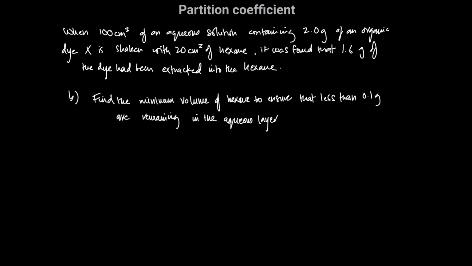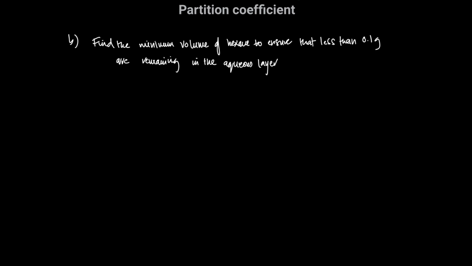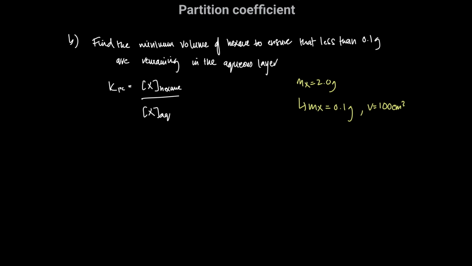rest has been extracted? So over here, again, we know the KPC, right? That is the concentration of X in hexane divided by the concentration of X in the aqueous layer. Now over here, we know that the initial amount of X that we have is the same. We have 2 grams, right? And we have the same aqueous layer, right? But in the aqueous layer, our mass left over after the extraction is now 0.1 grams, right? And we had 100 cm cube of aqueous solution, right? Whereas the mass of X in hexane is going to be 1.9 grams, right? From the 2 grams, you want to ensure that only 0.1 grams are left over in the aqueous layer. That means 1.9 grams will be extracted into the hexane, and the volume is what we have to find.